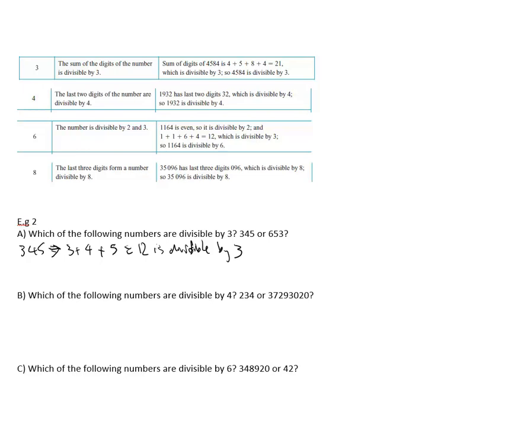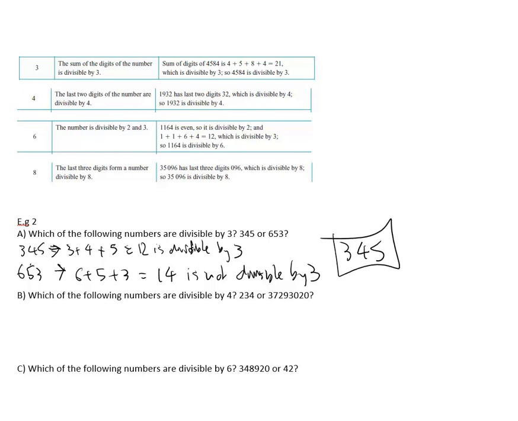Okay, let's do this other example. 653, 6 plus 5 plus 3 equals 14, which is not divisible by 3. So therefore, we know that 345 is our answer. That number is divisible by 3 because the sum of its digits is divisible by 3.